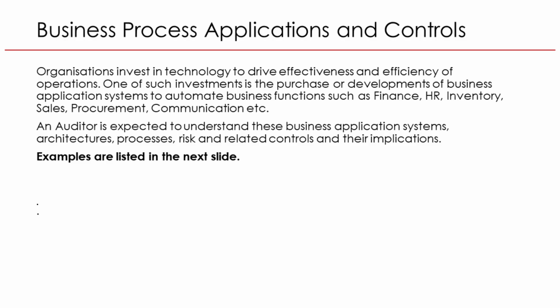But they also introduce risks, such as data errors, unauthorized access, or system failures, that can affect business operations if not properly controlled. That's why auditors need to understand how these systems work, their design, the data they handle, and the controls built into them. For instance, an auditor reviewing a payroll system must check that only approved employees are paid and that salary calculations are accurate. By understanding both the process, how the system works, and the controls, how risks are managed, an IS auditor can assess whether the organization's applications support business goals securely, efficiently, and in compliance with policies and regulations.